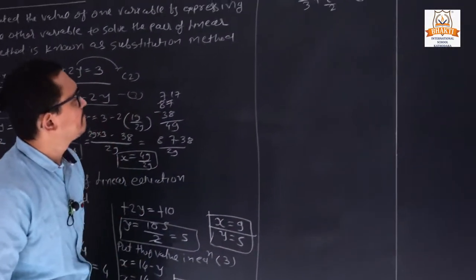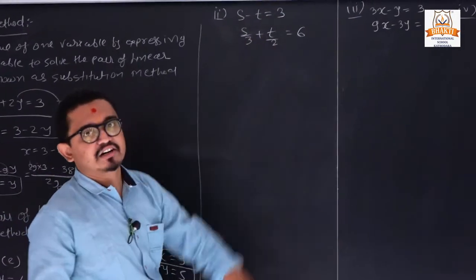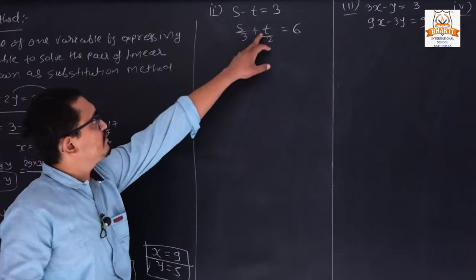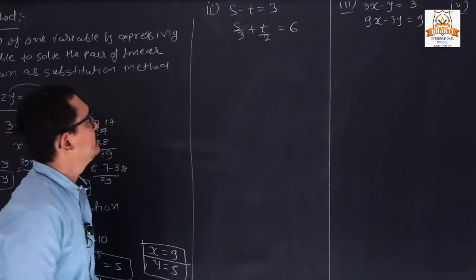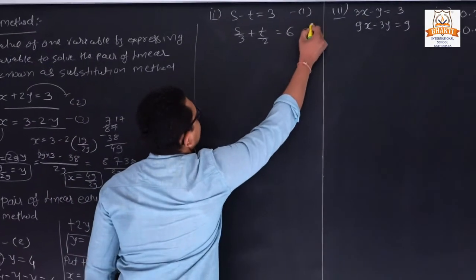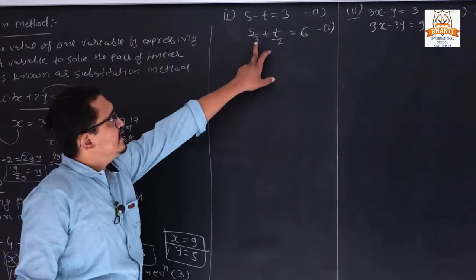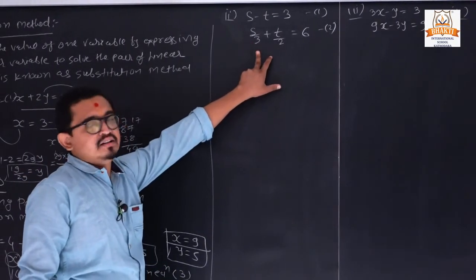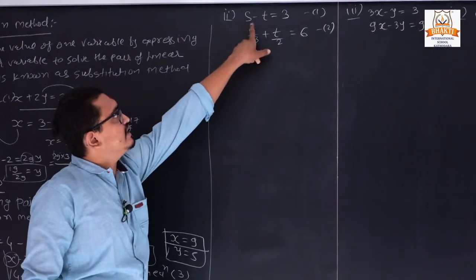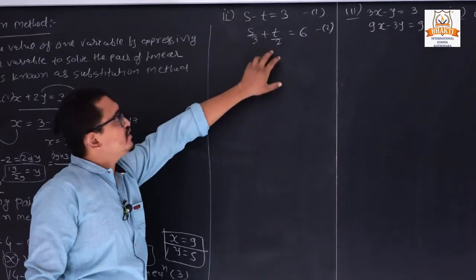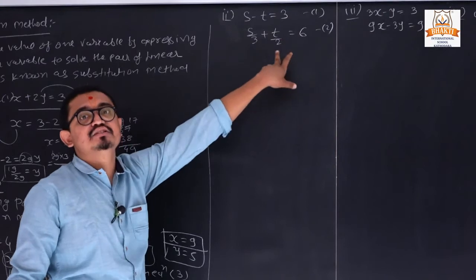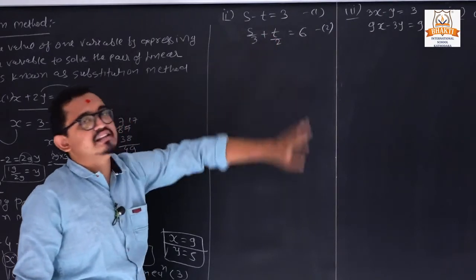question number 2. s minus t is equal to 3 and s upon 3 plus t upon 2 is equal to 6. So we can declare this is equation 1 and this is our equation number 2. So here see that in equation 2 what happened? It is not given in that form. So first of all we can simplify this by taking the LCM.